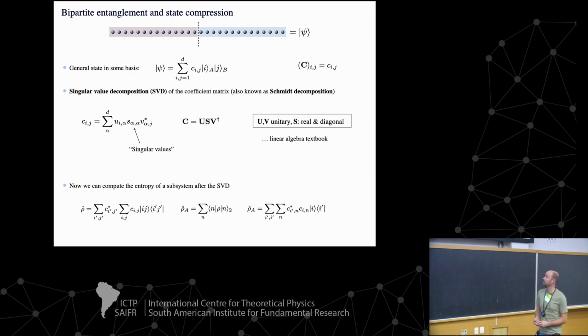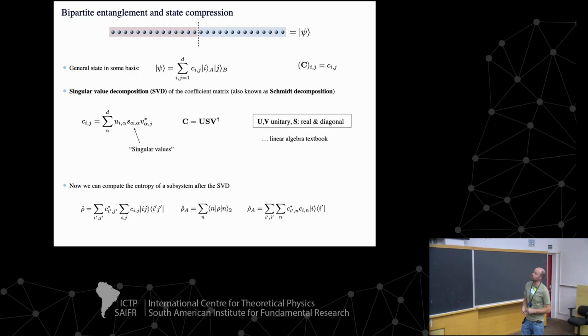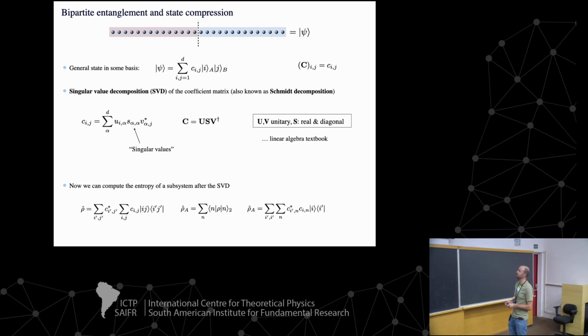And here the trick is what's called the Schmidt decomposition, which maybe some of you may already have heard, which is conceptually exactly the same as a singular value decomposition of this coefficient matrix here. So this is basic linear algebra textbook stuff.